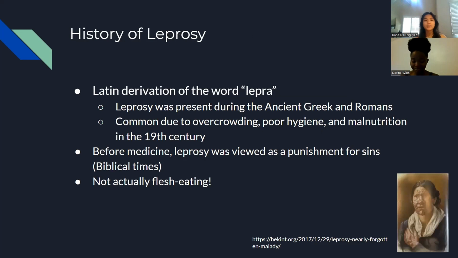So the history of leprosy is that it comes from the Latin word lepra. This means it was present around the ancient Greek and Roman times. This was likely due to overcrowding, poor hygiene, and malnutrition. Additionally, it was also prevalent in the 19th century, so more recently, where hygiene and sanitation were not as established as they are now. Before medicine, leprosy was viewed as a punishment for sins because religion was the explanation for a lot of diseases and illnesses before science was. And contrary to popular belief, it was not actually flesh-eating and it never has been.